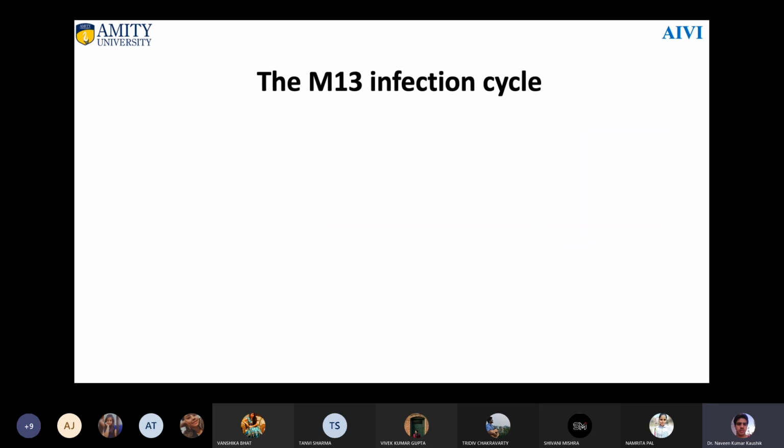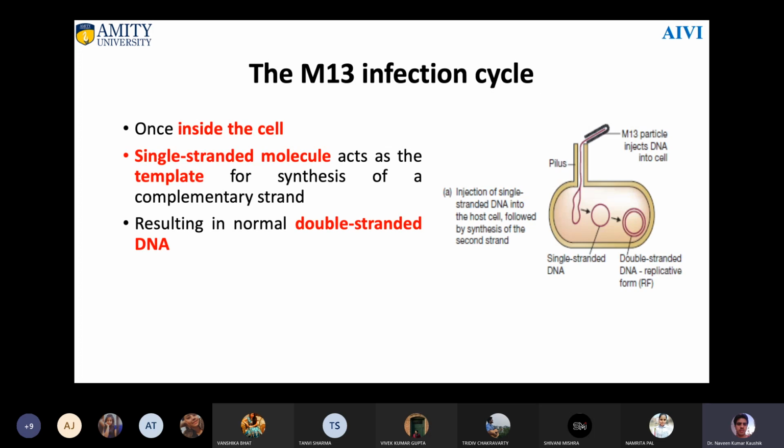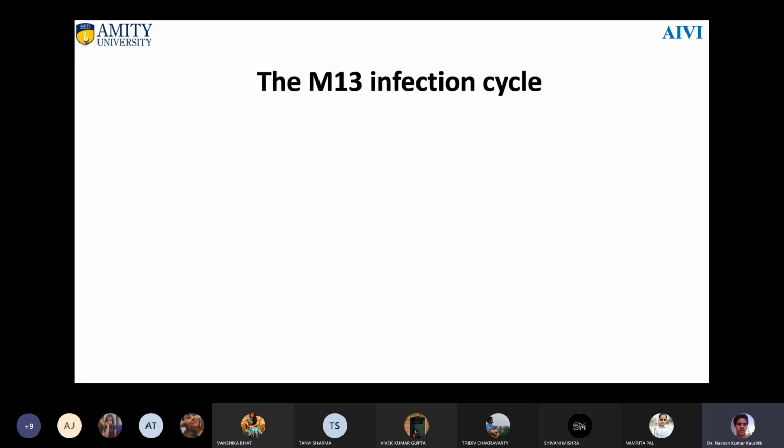Then, how is the infection cycle going to be? The infection is more or less similar if you eliminate the insertion and the lysis. Once the DNA is inside the cell, the single-stranded genome acts as a template for synthesis of a complementary strand. So replication occurs when the single strand is there, and a complementary strand will form. Now this becomes double-stranded. Later it has to become single-stranded again, because when it has to be packaged, it has to be in single-stranded form, which is going to go out.